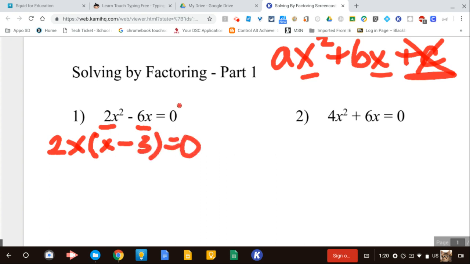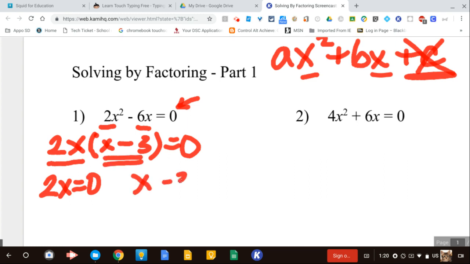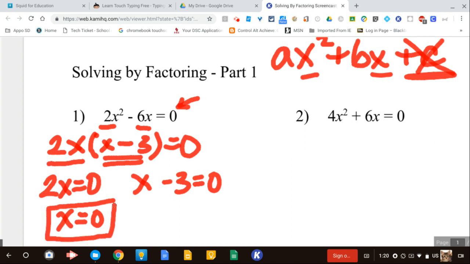When I'm solving equal to 0, either this is going to equal 0 or this will equal 0. In each case, I need to solve for x. So I'm going to take this, just divide by 2. The only way I can get 2 times x to equal 0 is when x equals 0. So that's one of my solutions. Here, if x minus 3 equals 0, x has to equal 3. So that's my other solution for this.